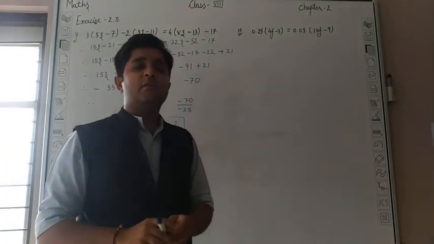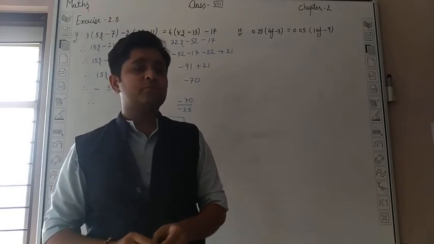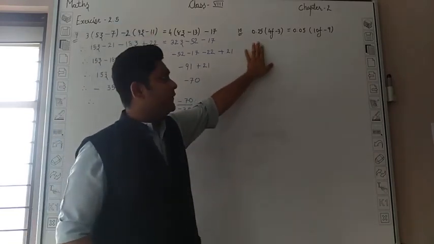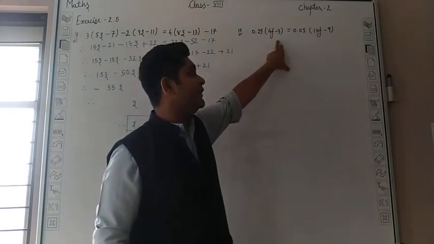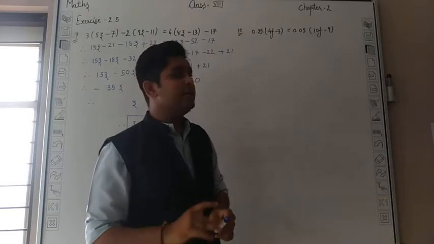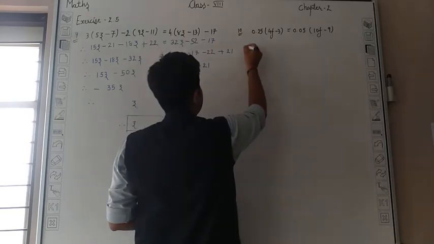Now, let me see question number 10. So question number 10 says that 0.25 in bracket 4f minus 3 is equal to 0.05 in bracket 10f minus 9. So, let me simplify this.